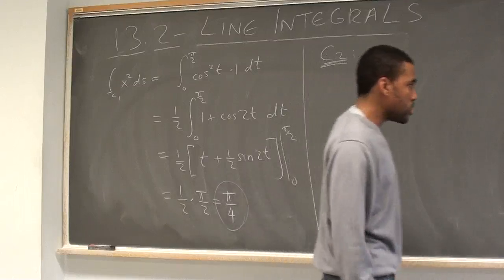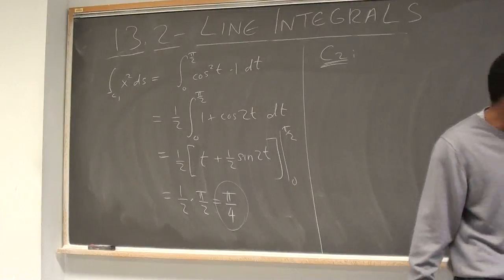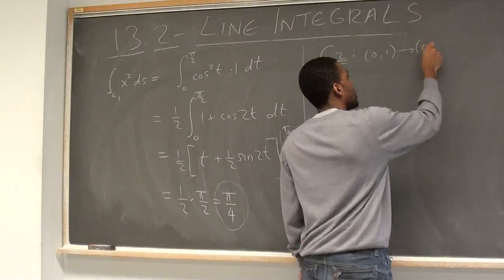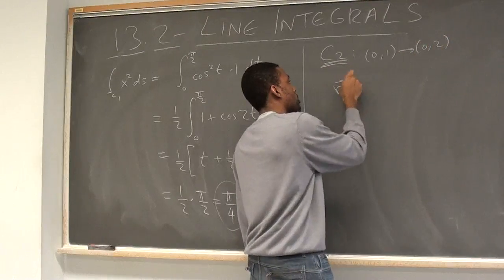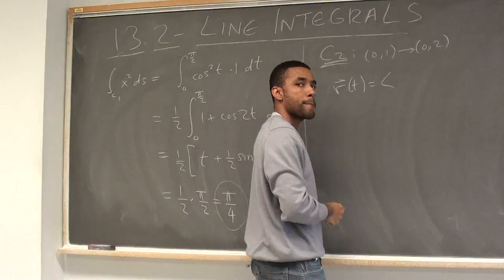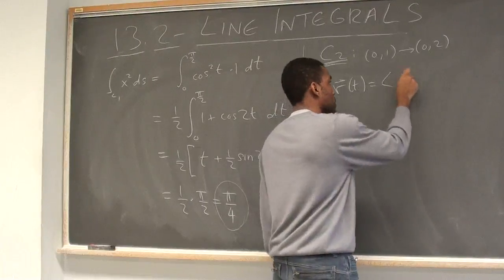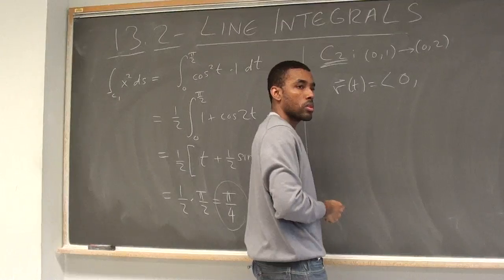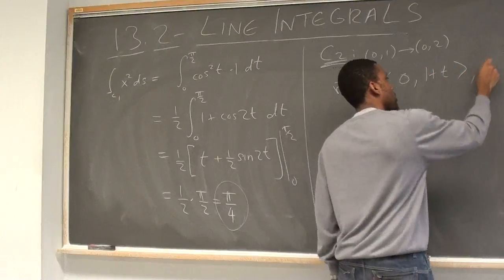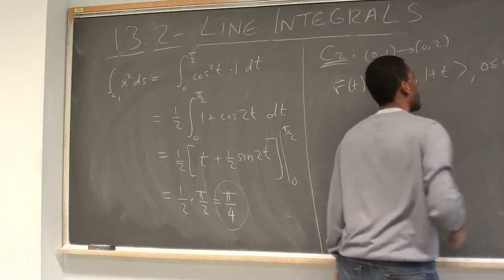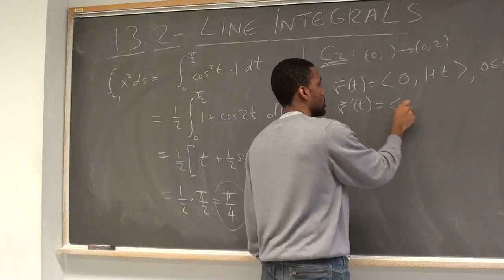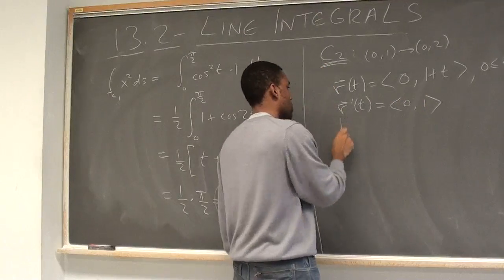Now C2 was what? The straight line segment from 0, 1 to 0, 2. So we're going from 0, 1 to 0, 2. Your r of t looks like what? 0, 1 plus t. Right, t goes from 0 to 1. Your r prime of t is just 0, 1. Your magnitude then is just 1.